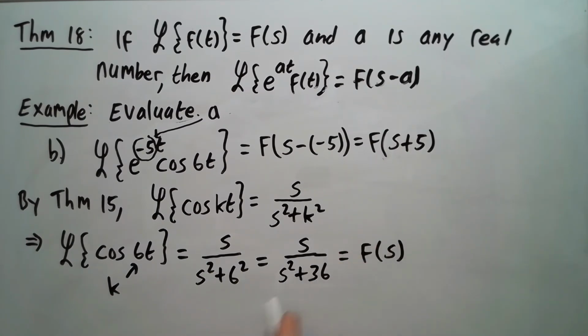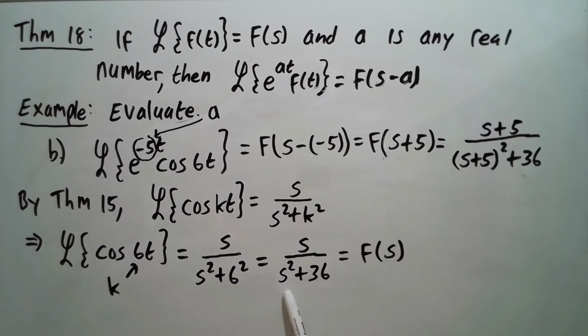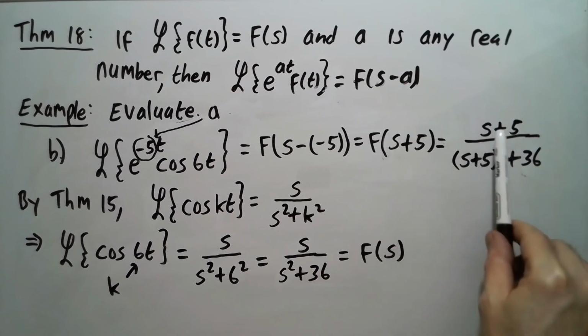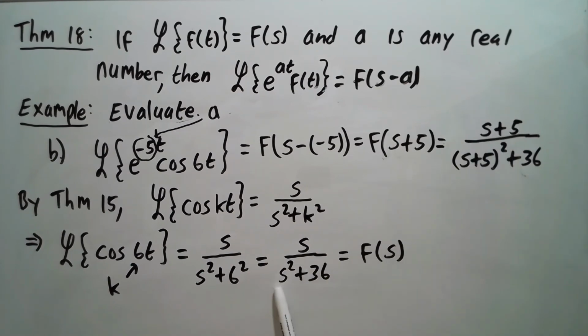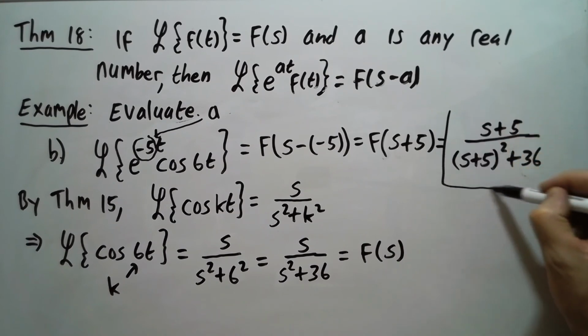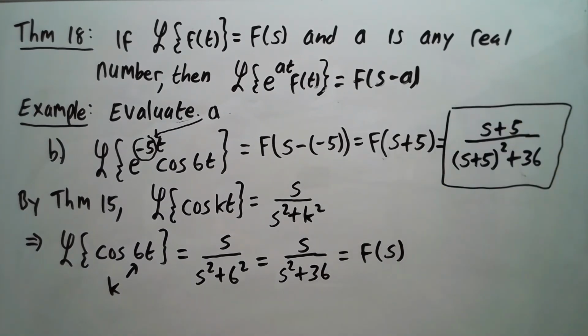So doing that, we get then, okay, I just went down to my big F of s here. In place of the s, I put s plus 5. In place of the s squared, I put s plus 5 squared plus 36. So this is our answer then, according to Theorem 18. So we can box this. Okay, we're done. So I'm going to leave it there in this video, and we'll pick it up with more examples in the next video.